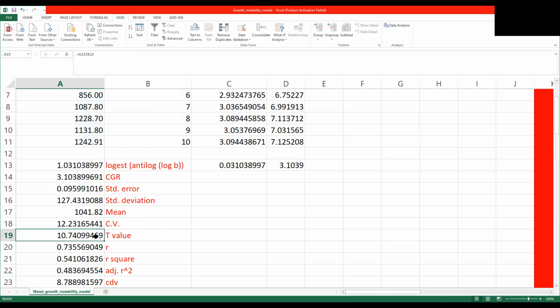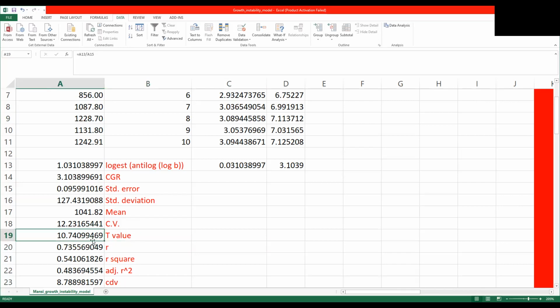Then usually we take the t-value, because we know how to obtain it. The slope coefficient divided by the standard error gives us the t-value, right? You know it. So we modified it in the case of growth rate: the growth rate value should be divided by the standard error of the growth rate to give us the t-value. And here we have taken the antilog of log b and divided by the standard error of y given x, and we are getting a t-value of 10.74.